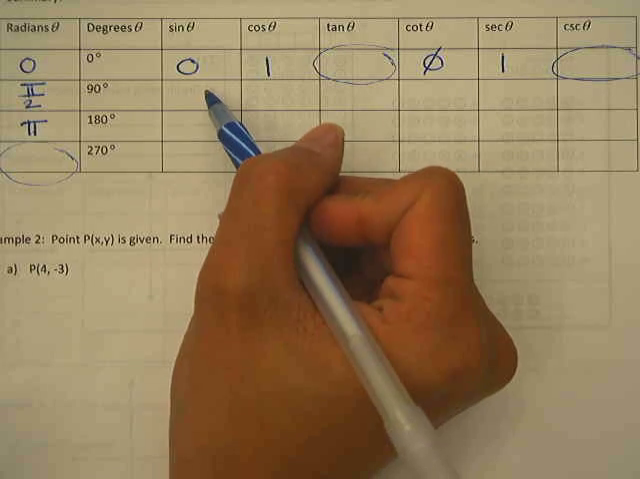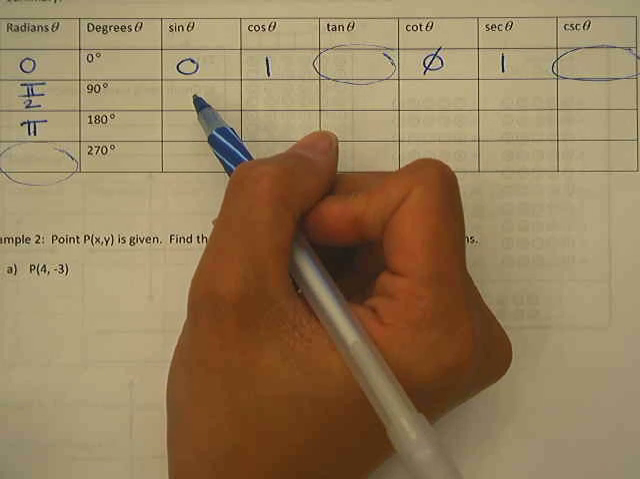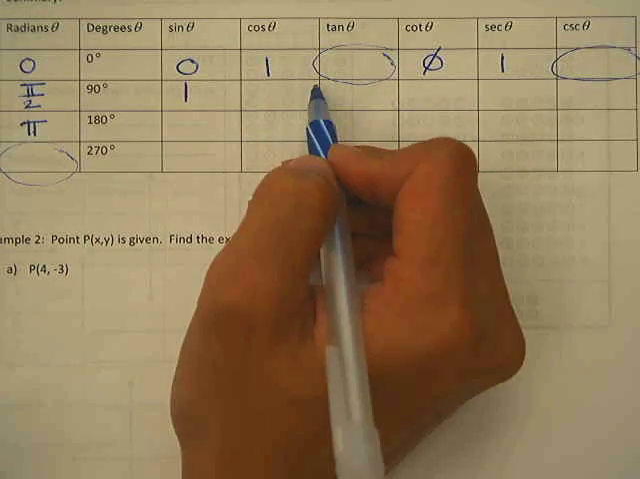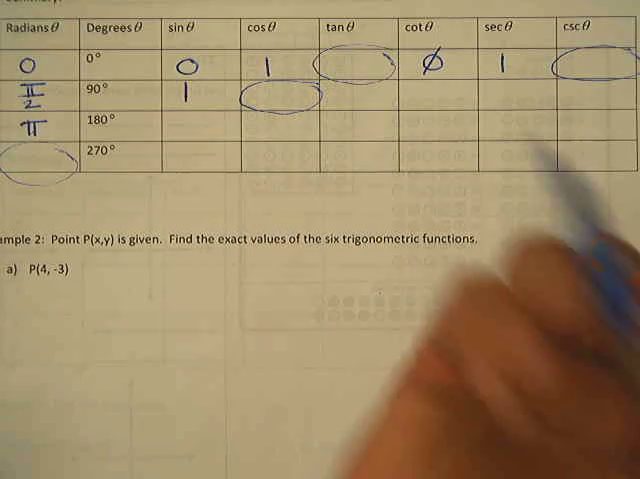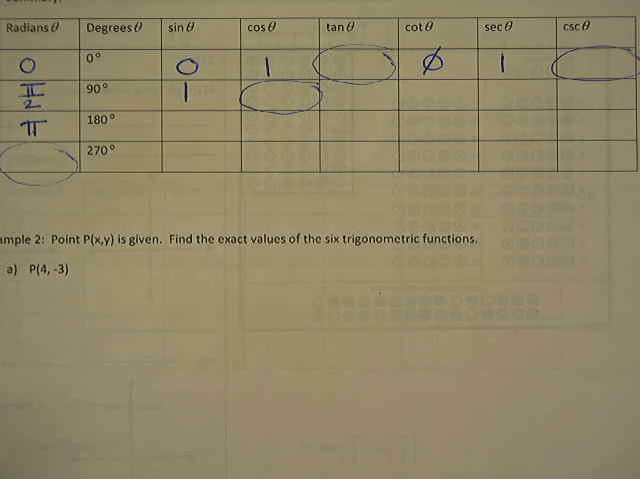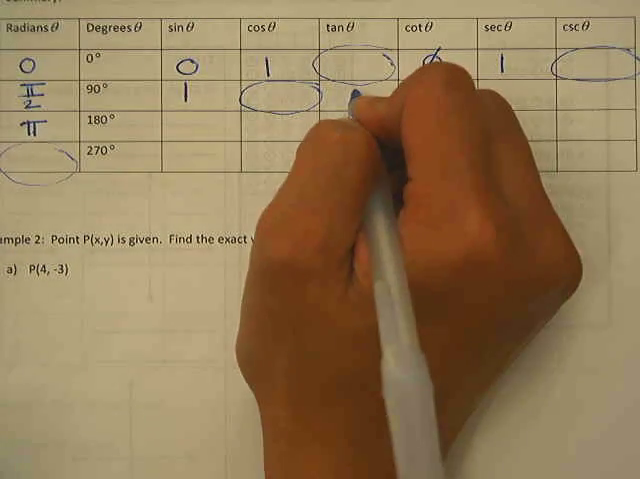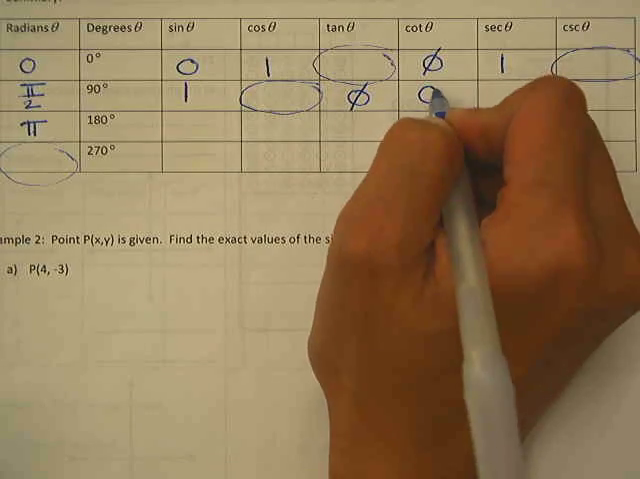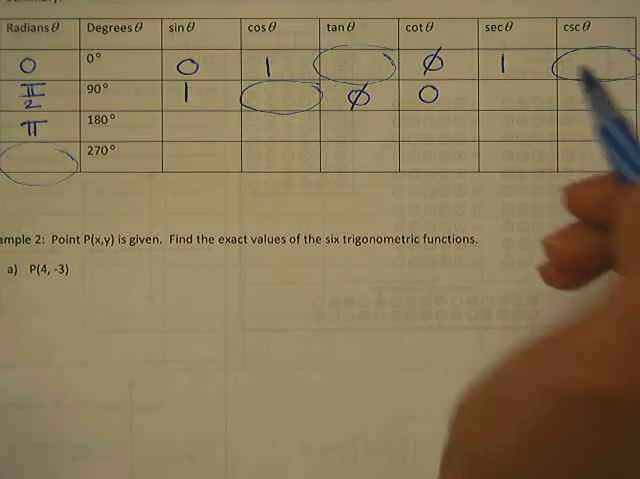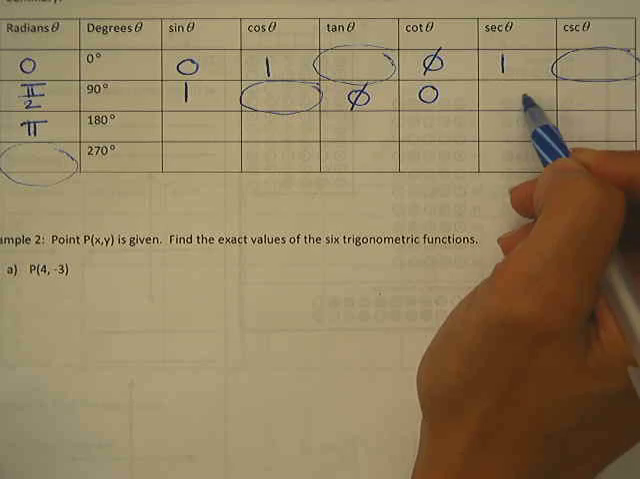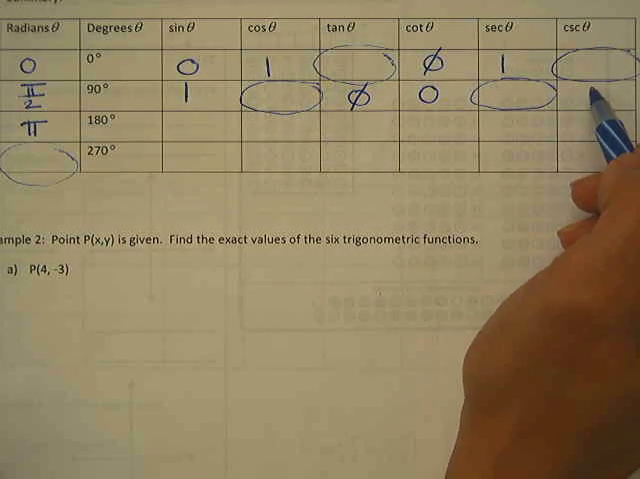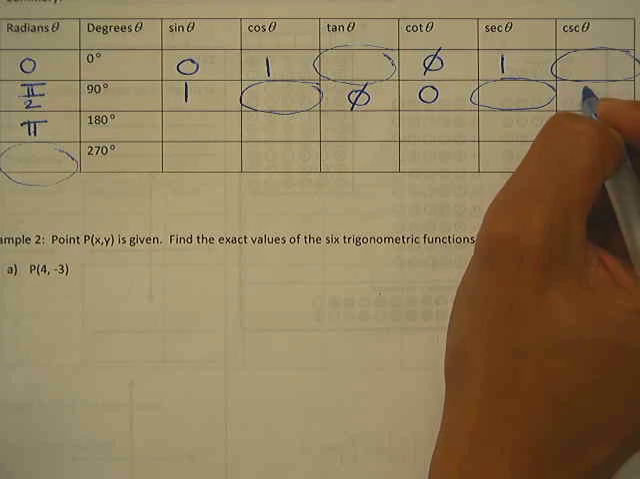All right, so 90 degrees. Sine of 90 degrees is going to be 1. Cosine, your job to fill that out. Tangent of 90 degrees is going to be undefined. Cotangent of 90 degrees is going to be 0. Secant of 90 degrees, this is your job to fill out. But cosecant of 90 degrees is going to be 1.